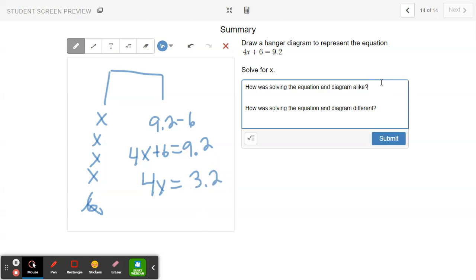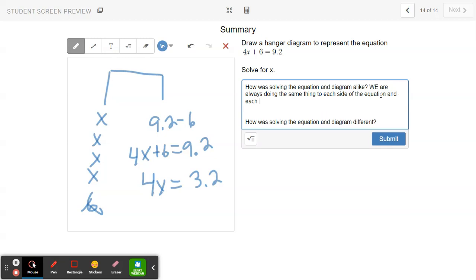Okay, so how is it alike? Well, I noticed that we're doing the same thing to both sides, right? On the diagram, it's got 2 sides to the hanger. Our equation has 2 sides, doesn't it? So I'm noticing that we are always doing the same thing to each side of the equation and each side of the diagram.